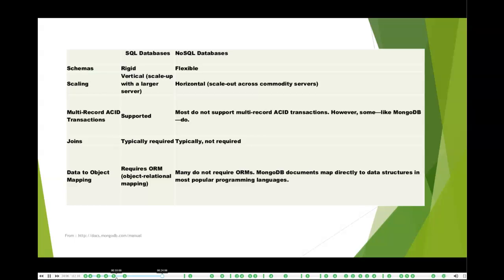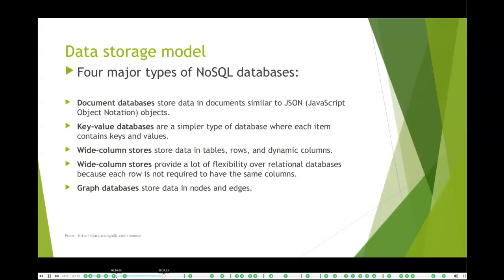The other point they mention in the comparison is that this requires ORM, which is object relational mapping, some advanced feature about it, while many do not require ORM with this one. MongoDB documents map directly to the data structures in most popular programming languages. So as you can see, we have different points of comparison. Maybe not memorizing, but you can read it, so if anyone asks you or you get a question, you know what you should answer.